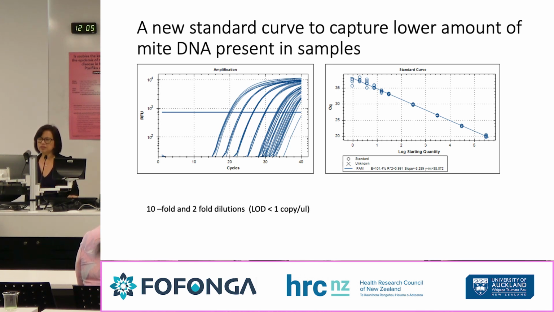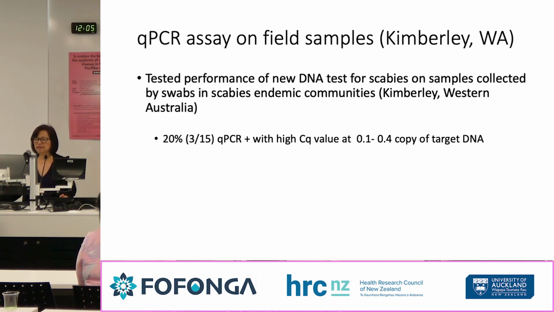Instead of a 10-fold dilution here, from the 6th dilution and onwards, we did 2-fold. And now the limit of detection of our assay is less than 1 copy per microliter. So if you go back there, true enough, the ones we collected from the children were really less than 1 copy. So now we can catch those really low copy number targets in our PCR.